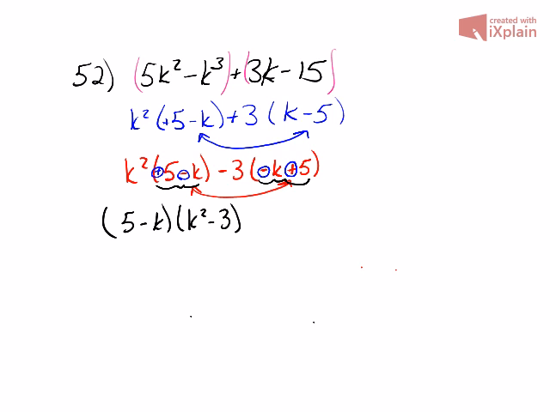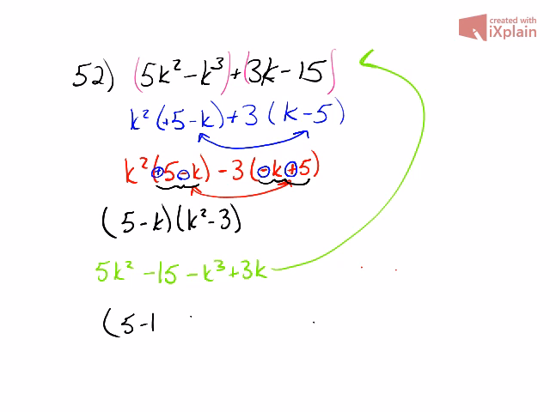Don't forget, you can always check to be sure that you did it right by multiplying everything out. So if I do so, I get 5k squared minus 15 minus k cubed plus 3k. Compare that to your original polynomial, you'll see that they are the same. So my final answer is 5 minus k times the quantity k squared minus 3. Good luck with the rest of your homework.